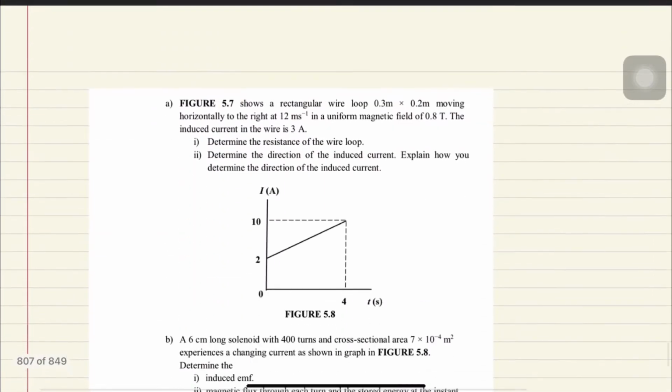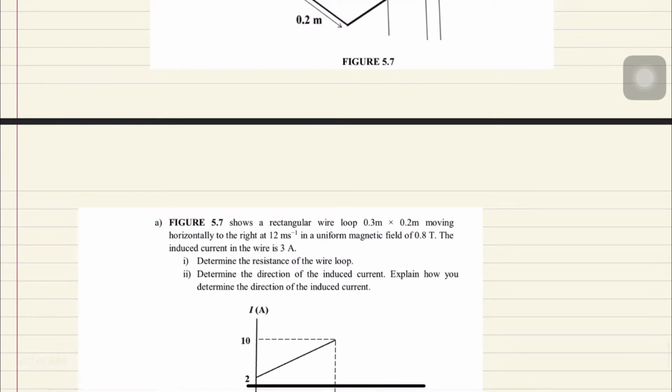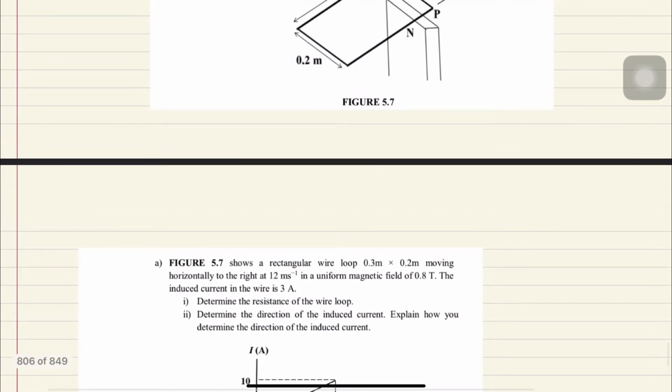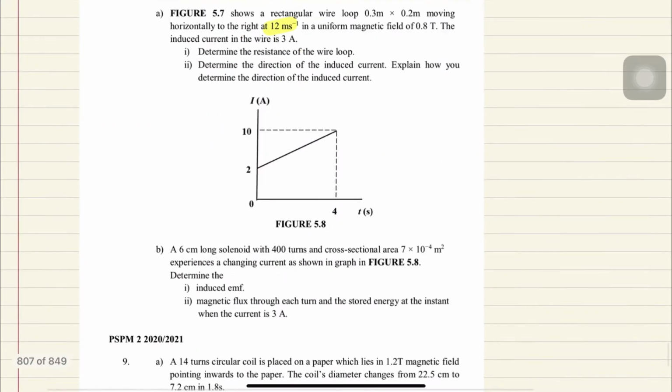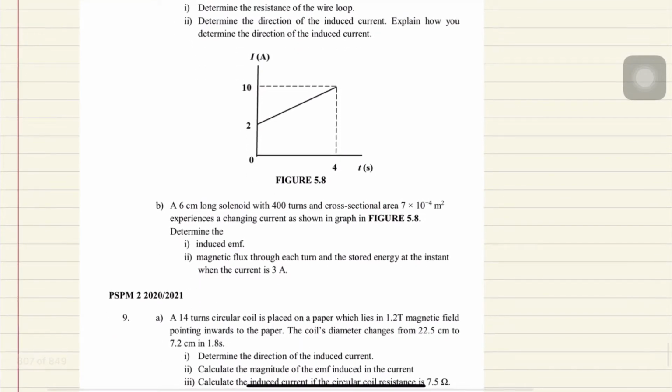Number 8, benda tu bergerak, determine the resistance of the loop. Okay, dikasih 12 meter per second tu dia punya velocity. So once kamu ada yang ni, kamu kena pakai yang BLV sin theta lah, mungkin lah. So kamu boleh fokus kat situ.